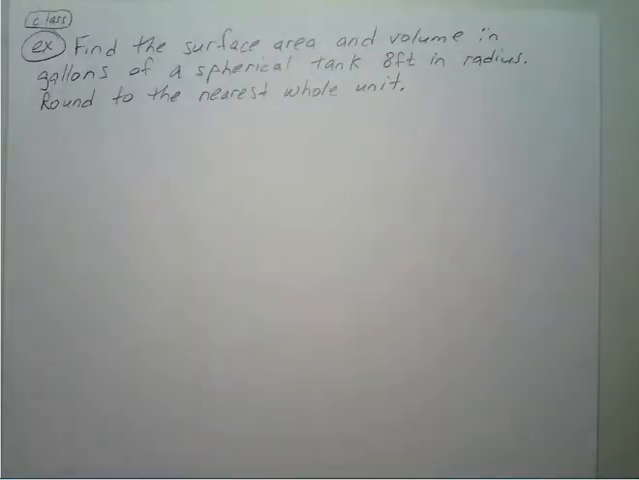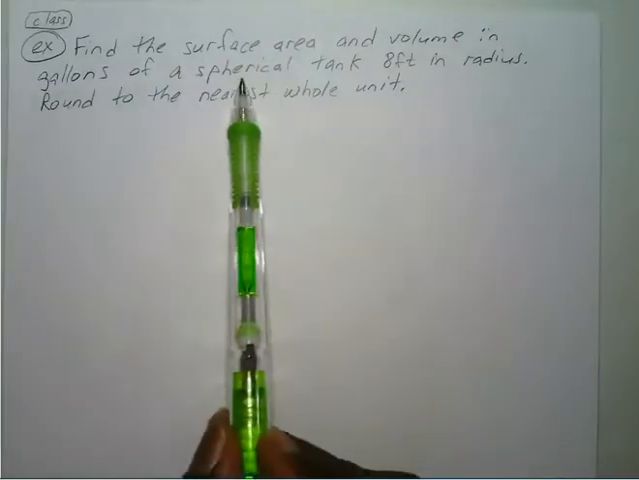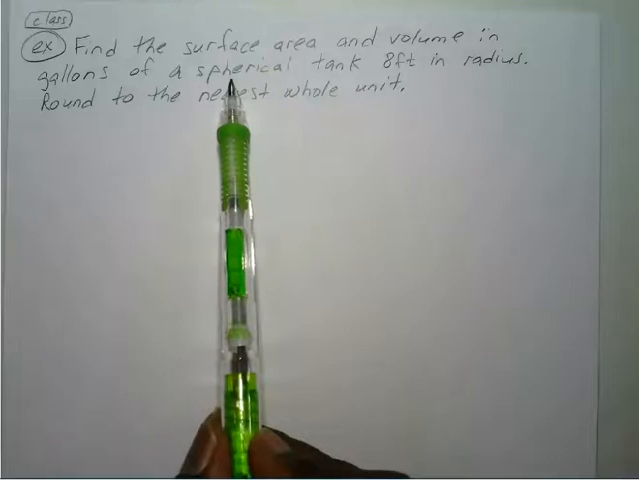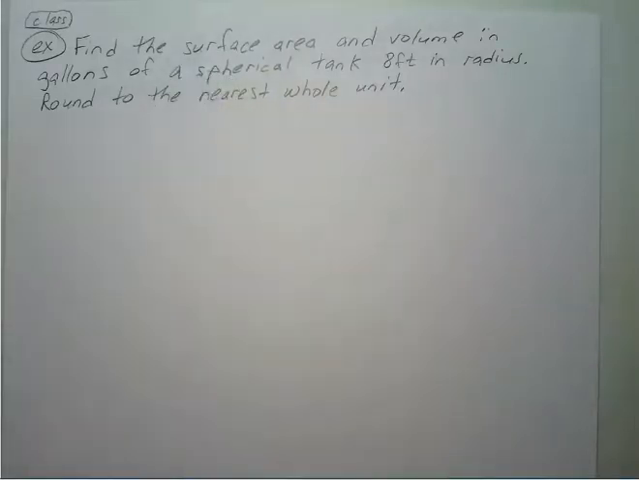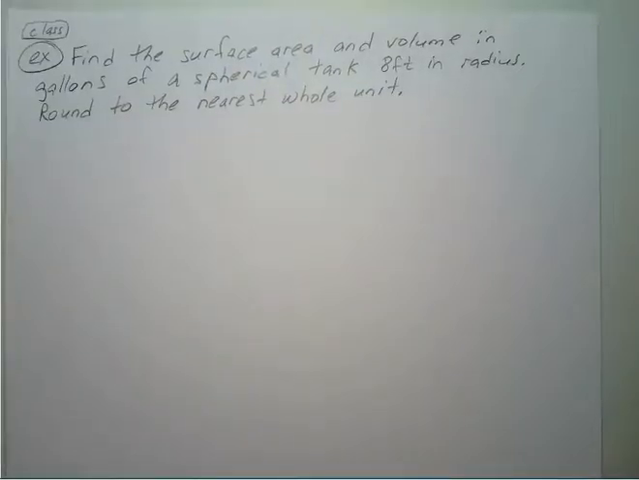Okay, so what if we wanted to find the surface area and volume in gallons of a spherical tank 8 feet in radius and round to the nearest whole unit? Okay, so we really don't need a picture for this because whenever you see spherical, you know they're talking about a sphere. And they gave you the radius, so we don't have to visualize it to be able to solve for it. All right, so what I want you to do is press pause and use the formulas from the previous page to try to solve this one.